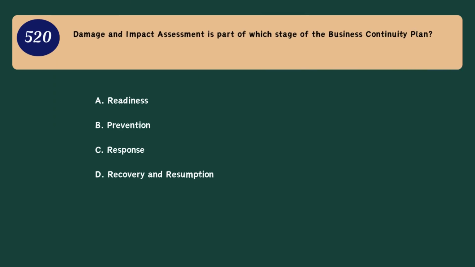Question 520. Damage and impact assessment is part of which stage of the business continuity plan? A. Readiness. B. Prevention. C. Response. D. Recovery and resumption.